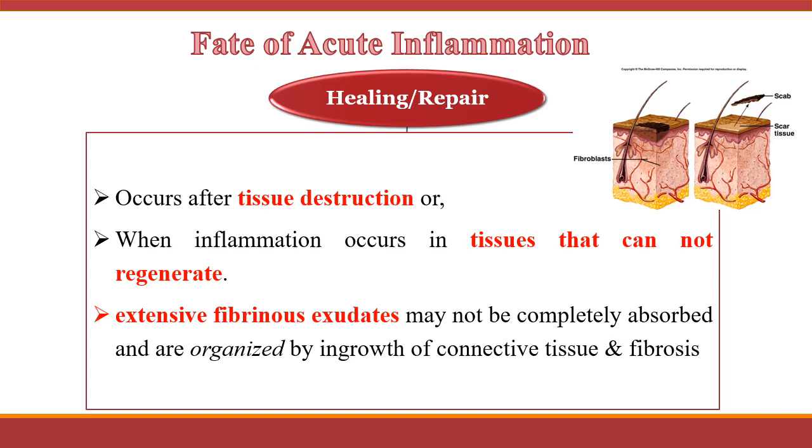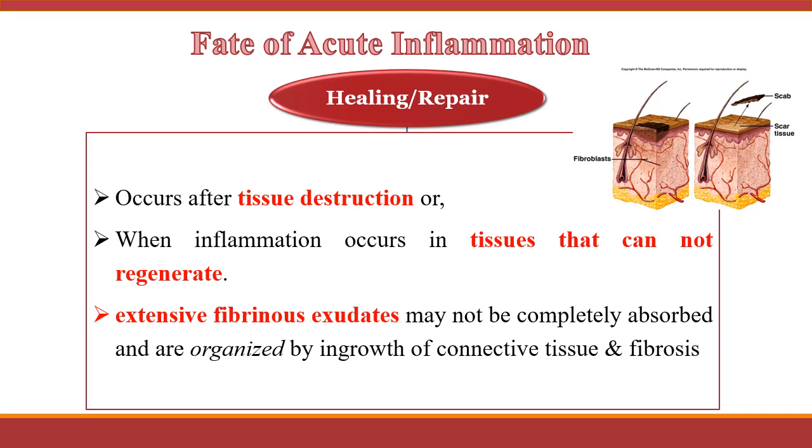So if there is severe tissue destruction beyond the ability of the organ to replace or restore, if the organ or the tissue is formed of cells that cannot regenerate, cannot replicate, cannot make other generations of cells, and they are permanent cells, in this situation, the body will have to replace the dead cells by something else.